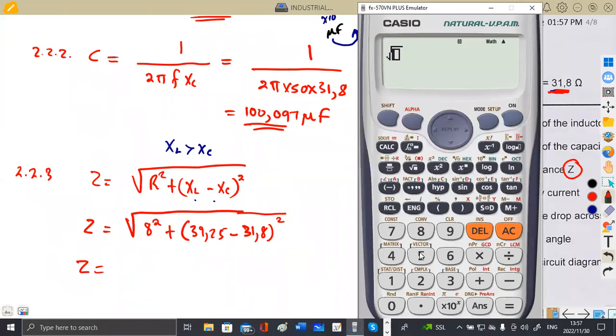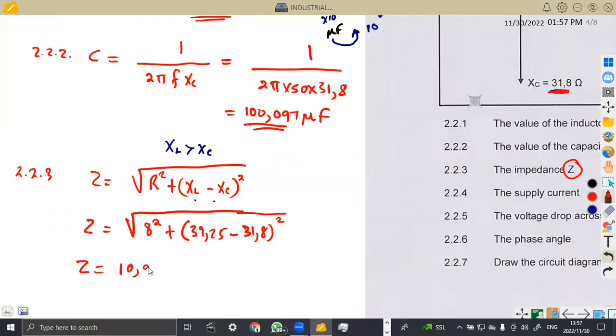So I'm just going to use the calculator at once. That is 8 squared plus, in brackets, 39.25 minus 31.8, then close the bracket, squared. We are going to have 10.9317, but the 7 is going to round off this one into 2. So it's going to be 10.932. And this is impedance, which is measured in ohms, just like the units that we use for resistance. So that was it, guys. As you can see, it was a direct question.